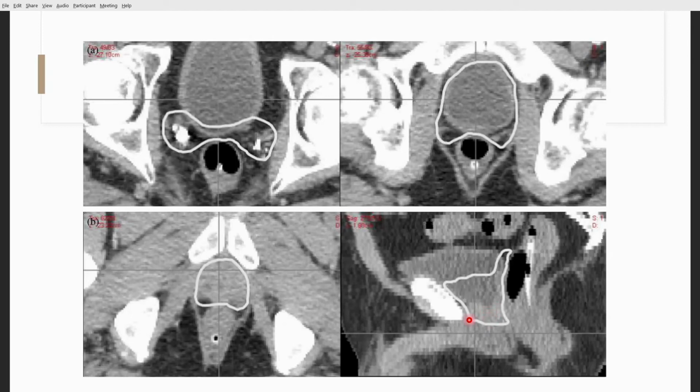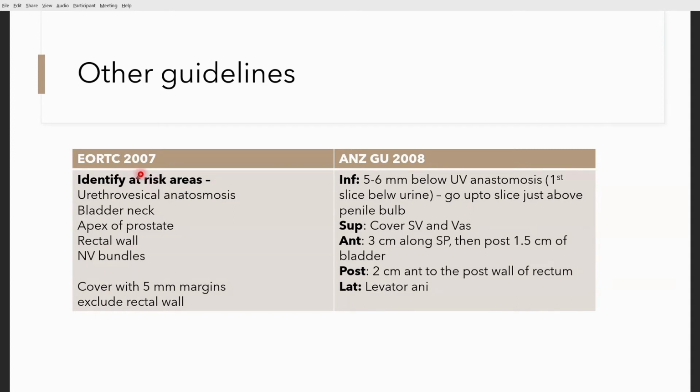There are a few other guidelines, the EORTC guideline of 2007 and the Australia-New Zealand guideline of 2008, which more or less cover the same thing, except that in the Australia-New Zealand guideline, they want you to go inside the rectum. The posterior margin is 2 centimeters anterior to the posterior wall of the rectum, so about half of the rectum is taken into the CTV. That is where they differ. Here they're saying go about 5 millimeters below the vesico-urethral anastomosis, whereas the RTOG guidelines say go about a centimeter below.